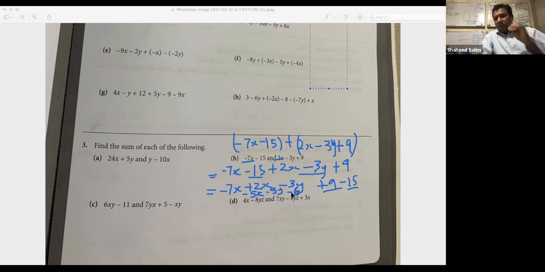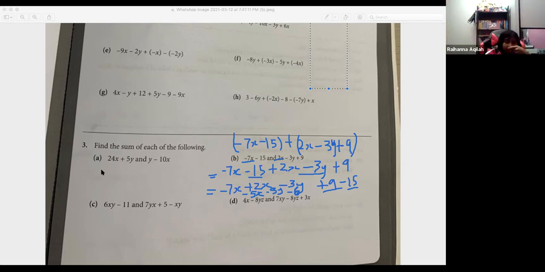Zahira, you get it or not? Raihana, you get it or not? Little bit. So which part you don't get? I still do not know which part. Okay, all right, never mind. I'll check on this one. We move on to the next skill.